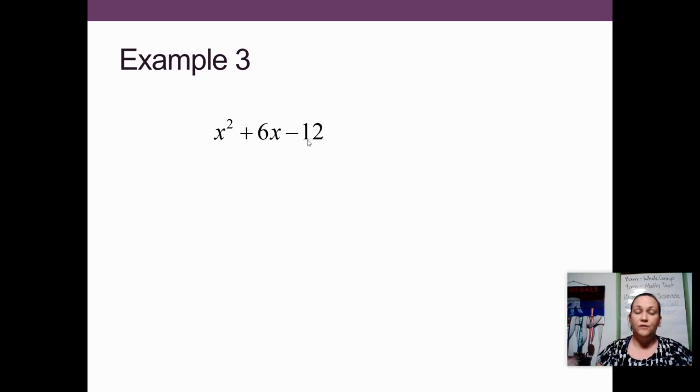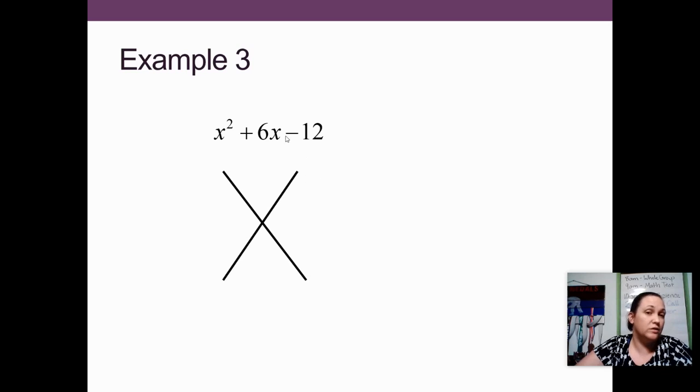In our first video, we learned that we start by drawing an X. And then we do our first number, which is 1, times our last number, and we put that on top. So I have a negative 12 on top. And for my middle term, 6, that goes on the bottom. Now I need to think of 2 numbers that multiply to make negative 12. So 1 positive, 1 negative. And if it's 1 positive, 1 negative, we have to subtract to 6. So 2 numbers that multiply to 12 and subtract to 6.